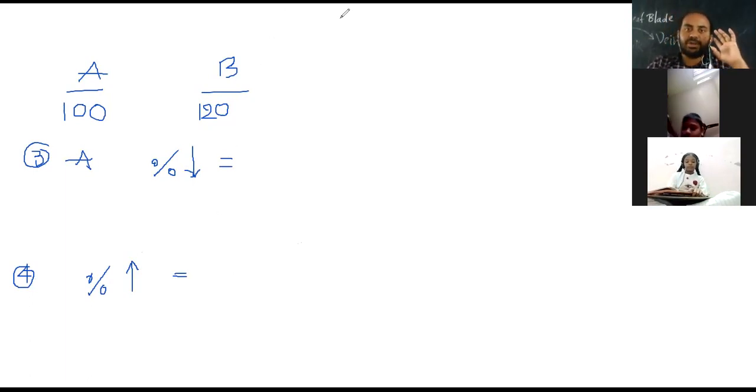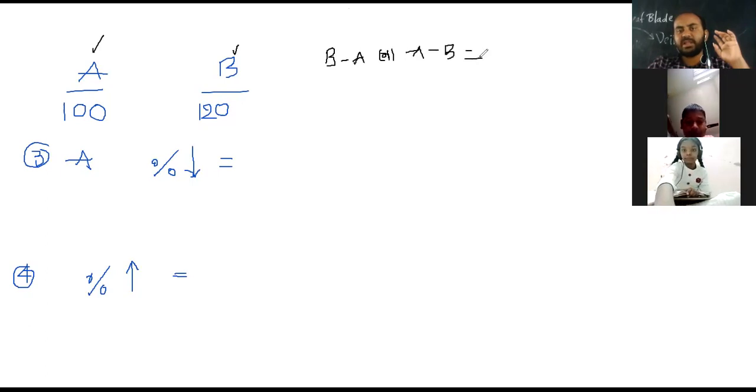Now coming to the first point. Here there are two persons. What is the difference, B minus A or A minus B? Either answer. Just tell me the difference: the maximum number minus the minimum number, always. 120 minus 100, how much? 20, right?